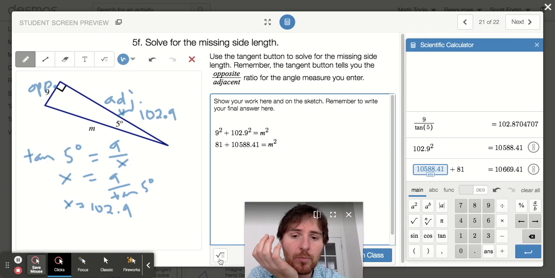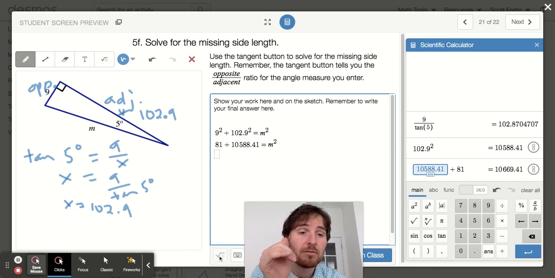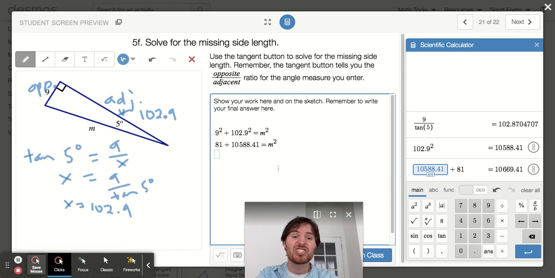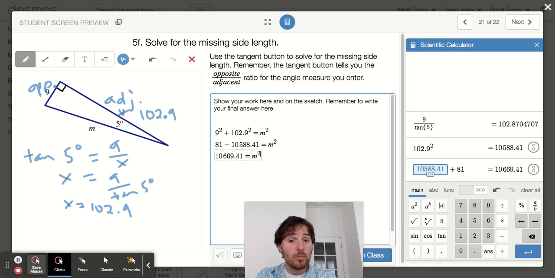So I just need to take the square root of both sides now to figure out what m is. And sure enough, we can use a calculator for that to figure out a decimal approximation, right? It's a funky decimal. We don't have to worry about simplifying any radicals here because we're not putting in a whole number. So 10,669.41 equals m squared. You follow me so far? What am I doing to both sides? I need to take the square root of both sides.